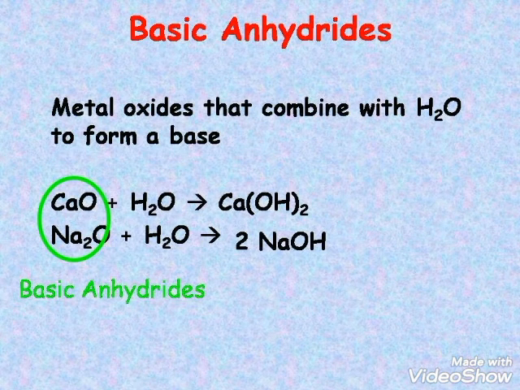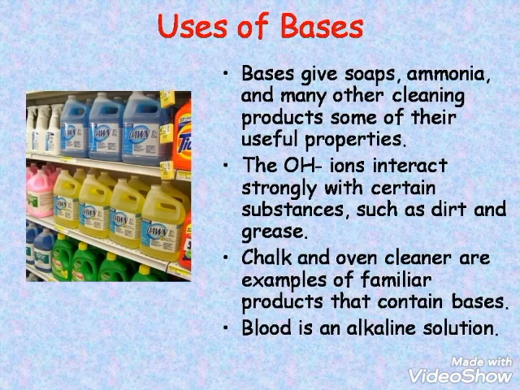Now let us discuss basic anhydrides. What are anhydrides? If we remove water from a molecule, whatever remains behind we call an anhydride. From metal hydroxides, if we remove water, whatever remains is called a basic anhydride. Here, from calcium hydroxide, if we remove water, it forms calcium oxide. So the basic anhydride of calcium hydroxide is calcium oxide. Similarly, the basic anhydride of sodium hydroxide is sodium oxide. Anhydrides are very important, and we need to know the basic anhydrides from the bases, and the acidic anhydrides formed from the acids.